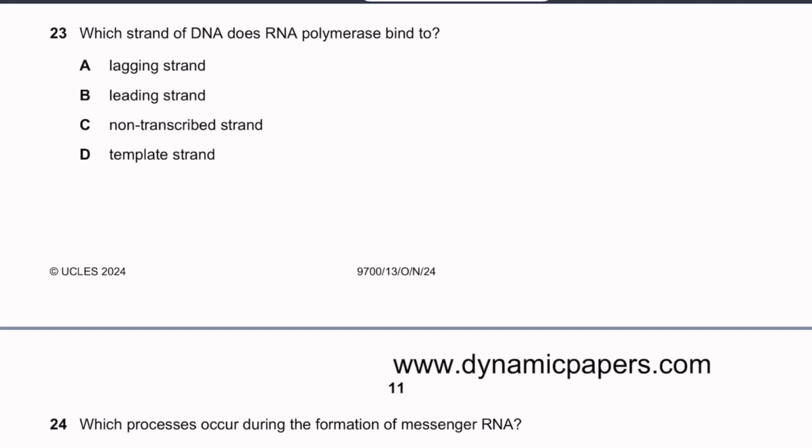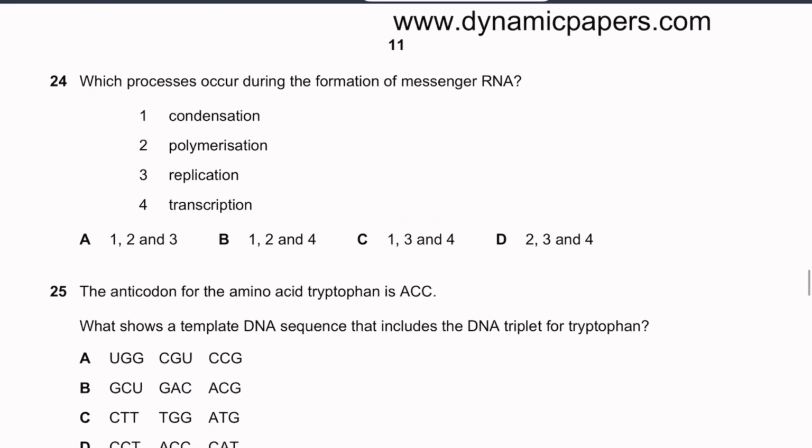Now, which strand of DNA does RNA polymerase bind to? So the RNA polymerase is going to transcribe the complementary or the template strand. So that's going to be D. It's not about being the lagging or leading strand, it's about which one is the template strand, and so that's going to be D.